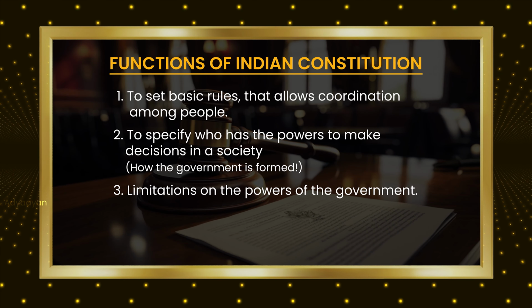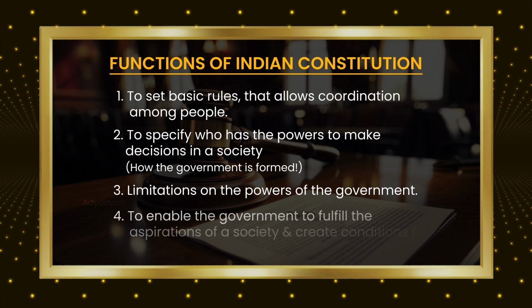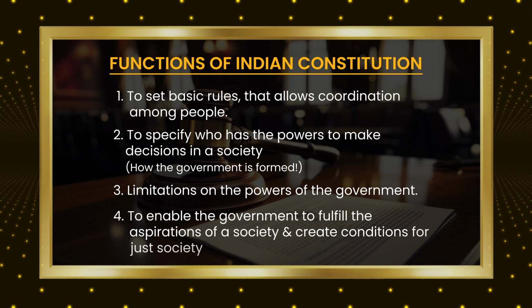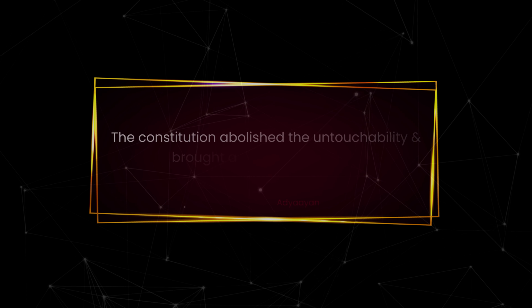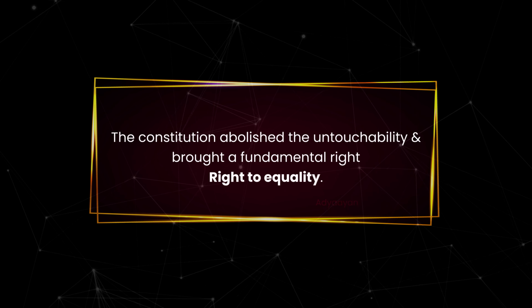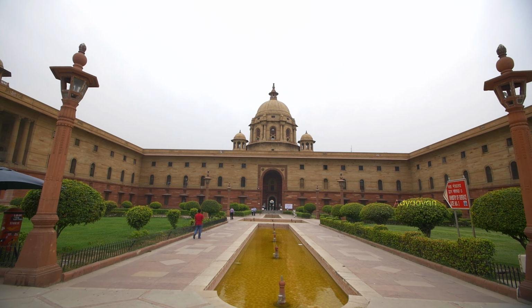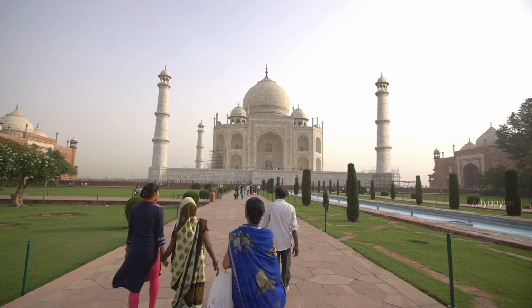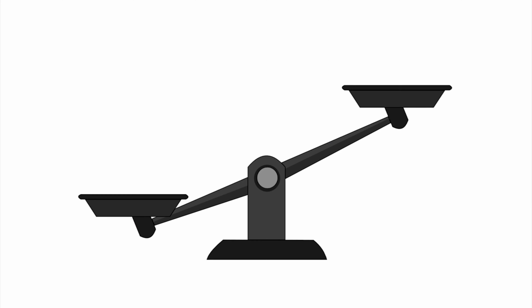The fourth and the final function of the Constitution is to enable the government to fulfill the aspirations of a society and create conditions for a just society. For example, there was a time in India when Dalits were treated as untouchables. The Constitution abolished untouchability and brought a fundamental right, that is, the right to equality. It is the responsibility of the government to make laws supporting this right. It has to make sure that everyone has access to all the public places and everyone has equal opportunities.